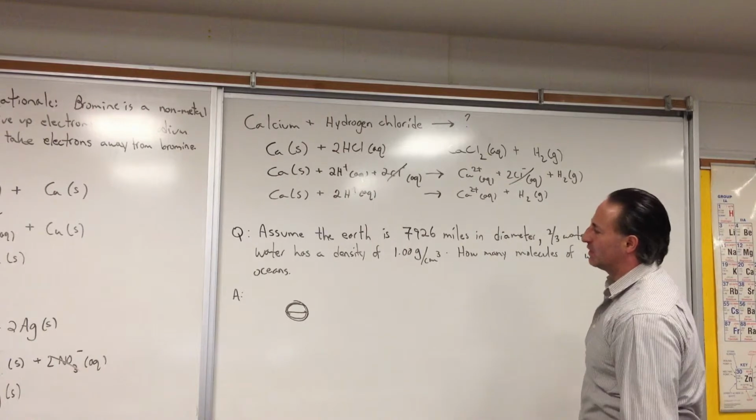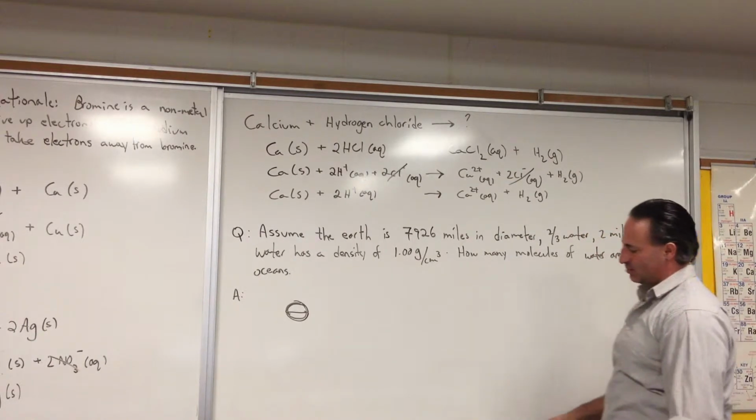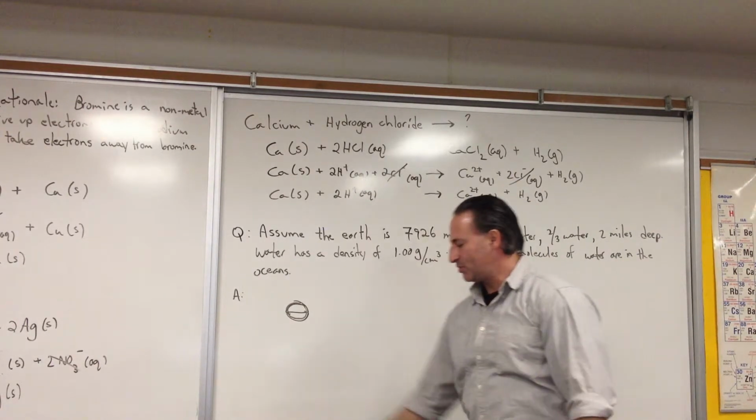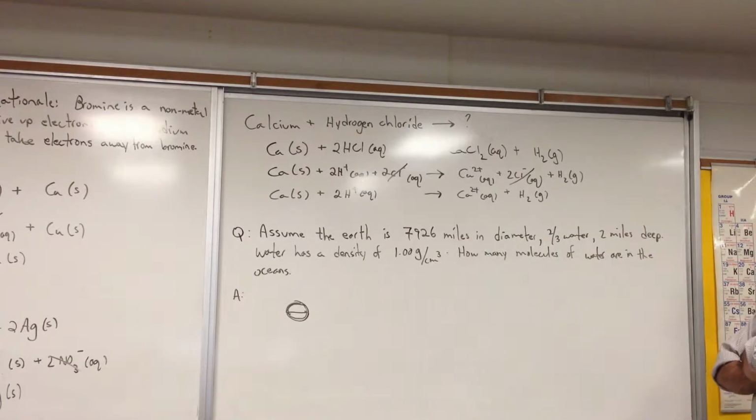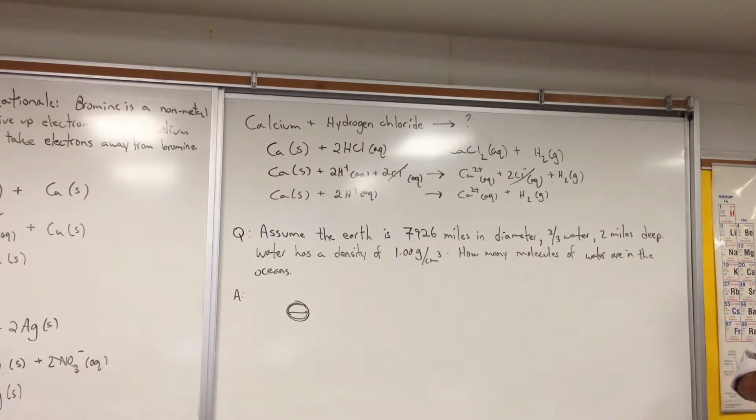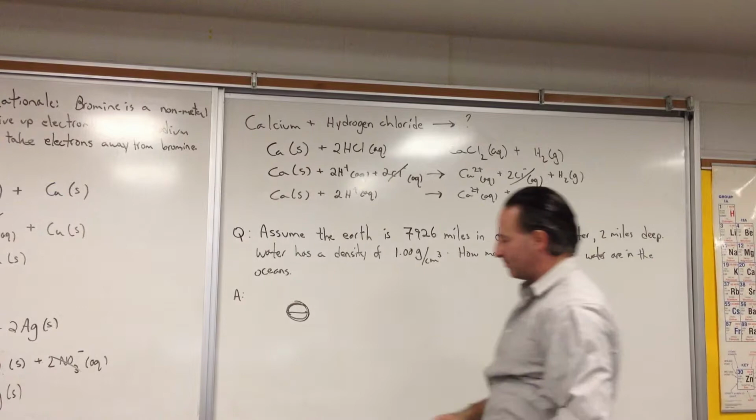The next thing I would like to ask you is a simple Fermi question to help you improve your mathematical abilities. And the question says this: assume the Earth is 7,926 miles in diameter, that it's composed of 2/3 water on its surface area, and that the oceans are an average of 2 miles deep. Also, water has a density of 1 gram per centimeter cubed. How many molecules of water are in the oceans?